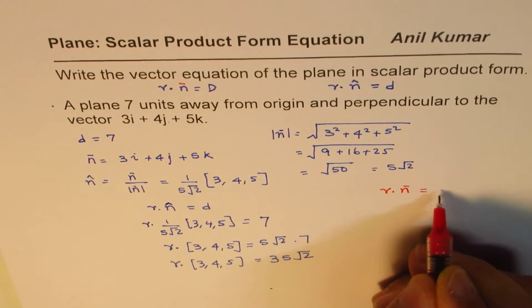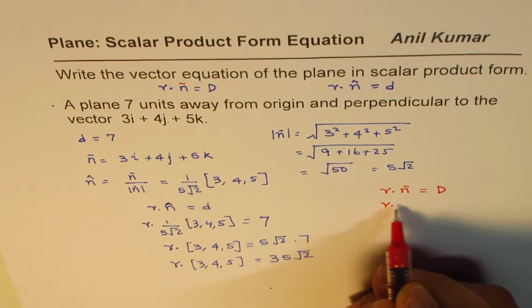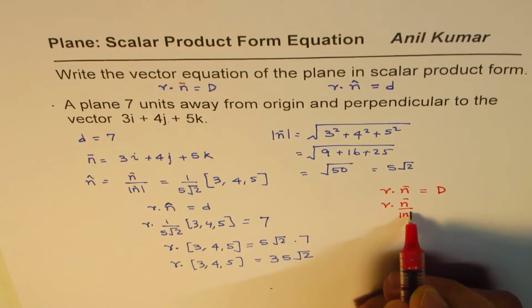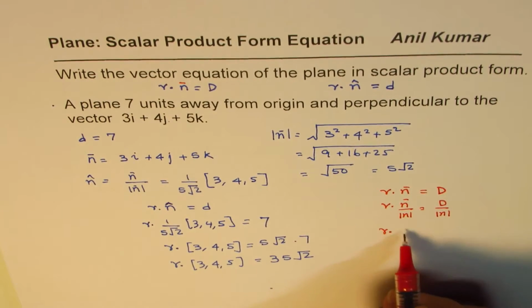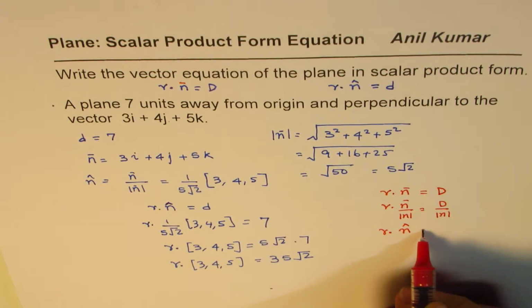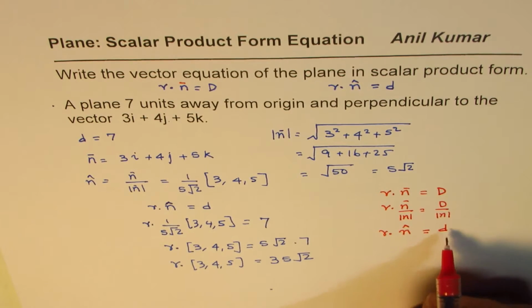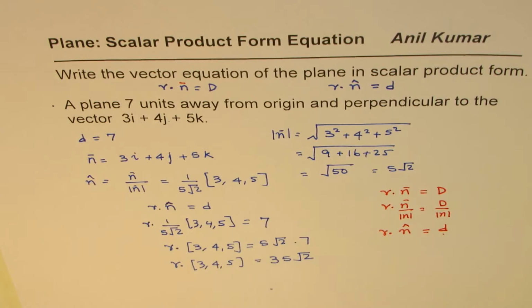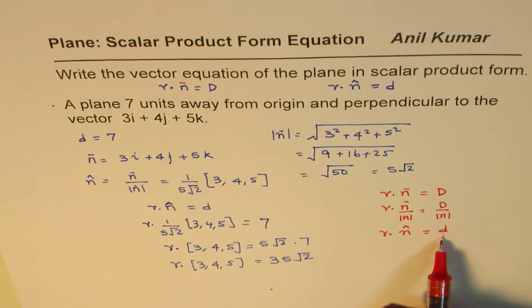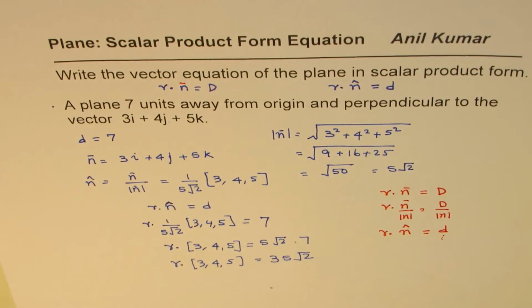r dot n equals capital D, and then you can say r dot n divided by the magnitude of n is capital D over the magnitude of n, or r dot unit vector n is equal to d. So that thing, D divided by the magnitude of n, is the distance d, right? So you could relate that also in this fashion, correct? I hope you understand and appreciate how these things are related, right?